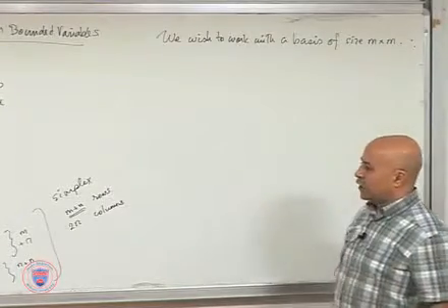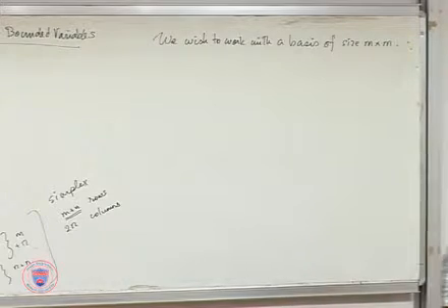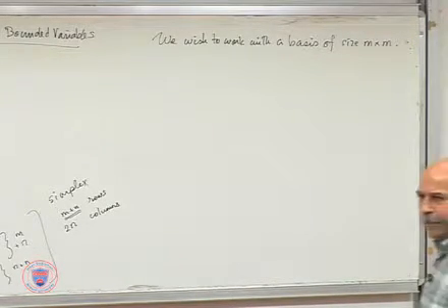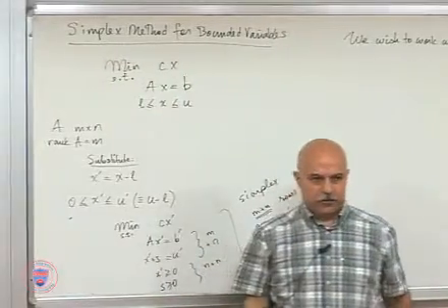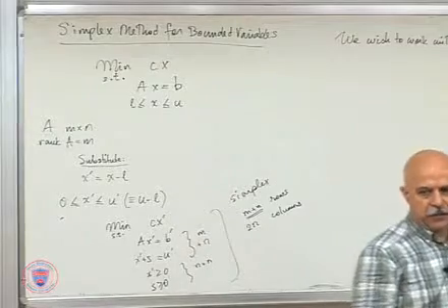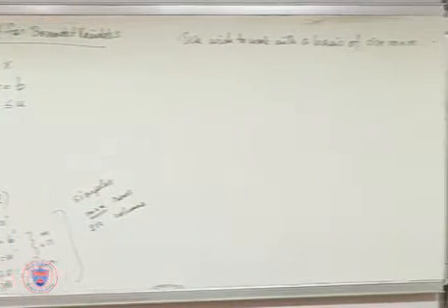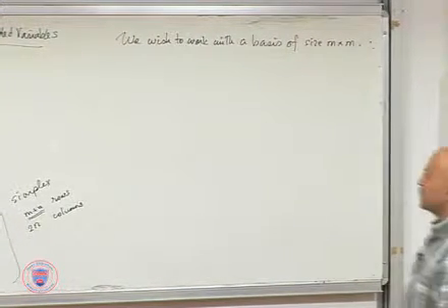Rather than working with a basis of m plus n by m plus n, we want to work with a basis of m by m. So we want to extract a basis directly out of A matrix, rather than doing all these transformations, etc. So the question is, how do we work out the details of this?